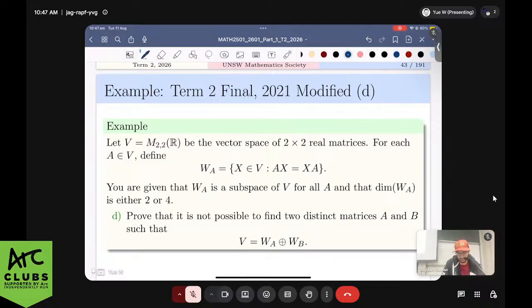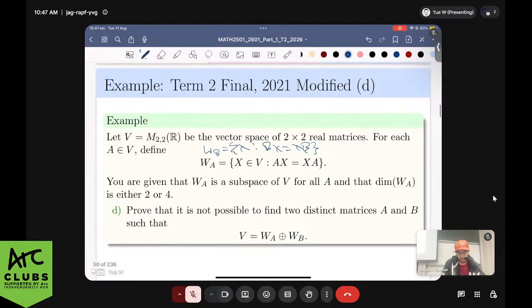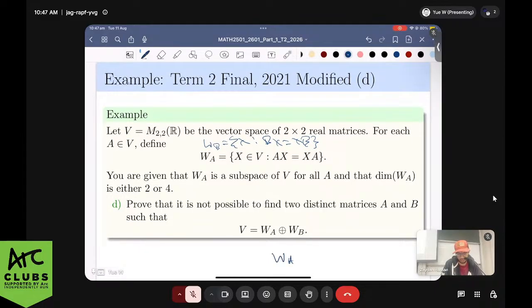And W_B is the set of all X such that BX equals XB. Now, why can we not write V as a direct sum of these? Well, the easiest condition for a direct sum is the trivial intersection. Remember, the intersection has to be trivial. First of all, is it actually true? Is the intersection trivial here? If it's not, then this is not going to be a direct sum. So the intersection of these is all X such that BX equals XB and AX equals XA.